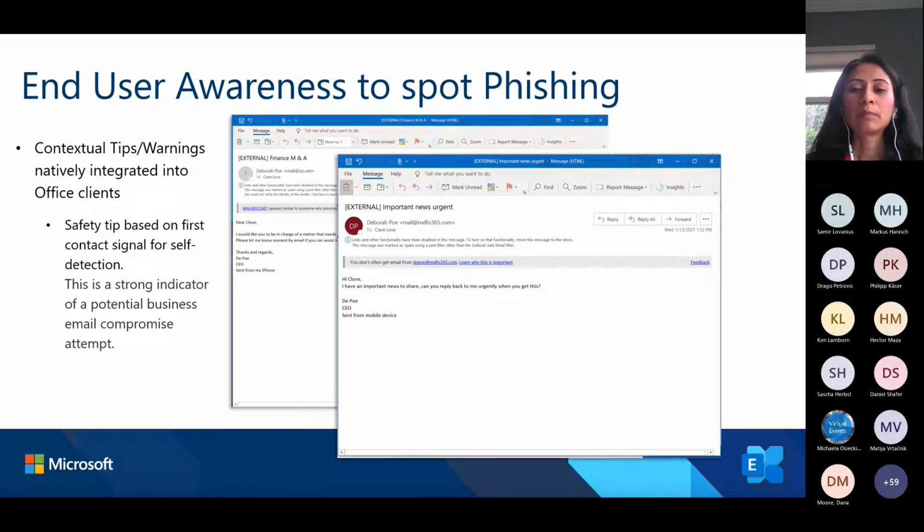So, for example, imagine being in the middle of an email chain with your business partner, and suddenly you receive this warning message saying you don't often get email from this XYZ sender. That is a strong indicator of a potential business email compromise attempt. And there are also other tips specifically telling you about user impersonation and domain impersonation.